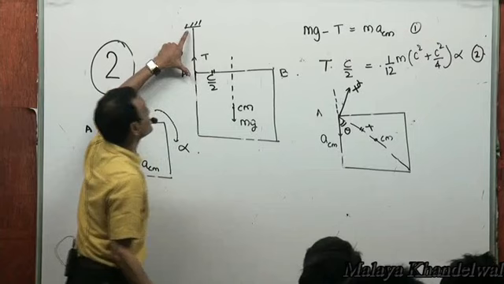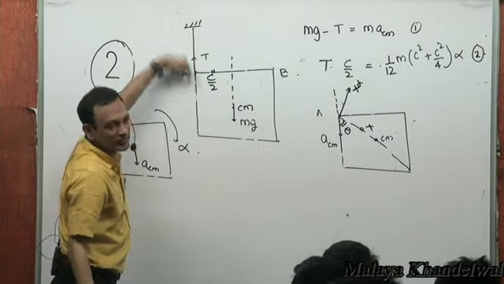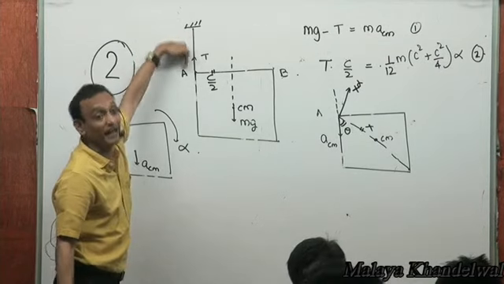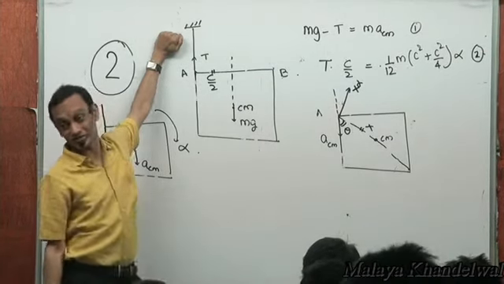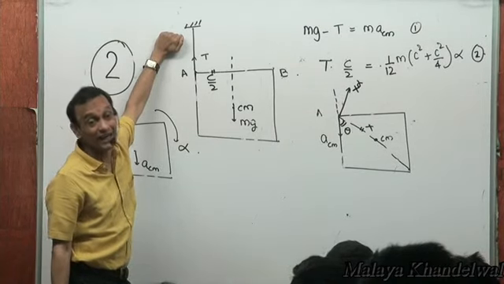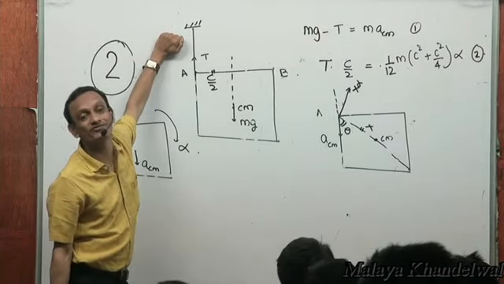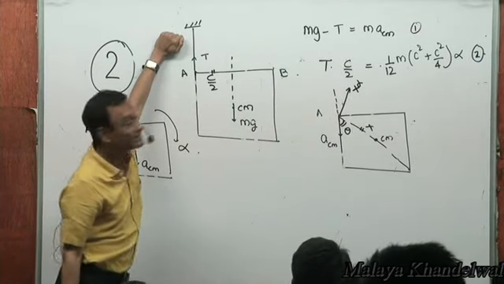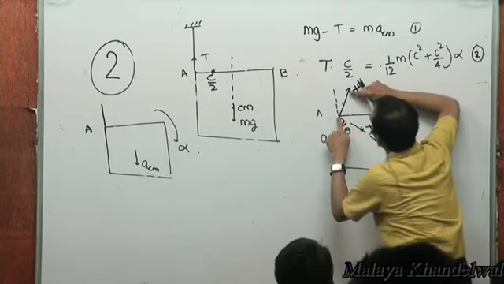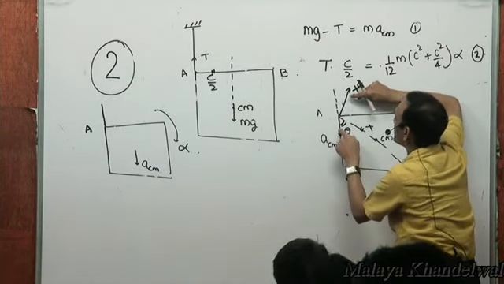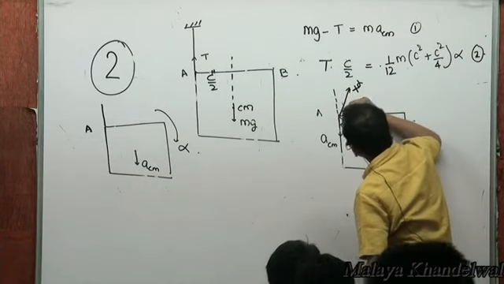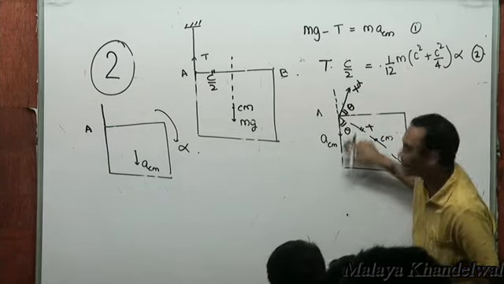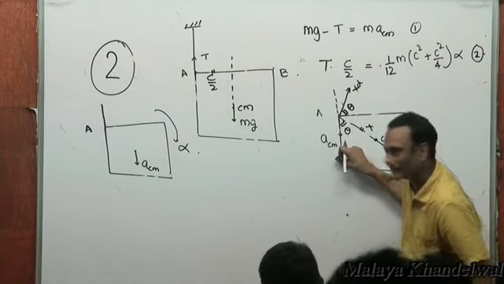Now, this is a string, vertical. Can it have a vertical acceleration? A can have a leftward, rightward acceleration, but can it have a vertical acceleration? No. That's a string constraint. So vertical acceleration of A must be 0. That's a physical constraint for the problem. And the net acceleration of A is x alpha perpendicular to the diagonal and ACM like this. This is theta. Yes or no? So x alpha sine theta must be ACM.